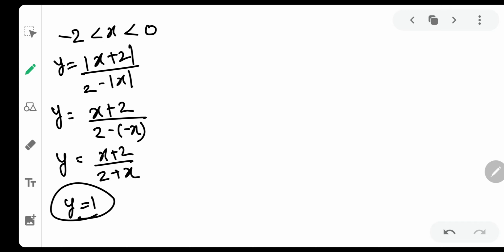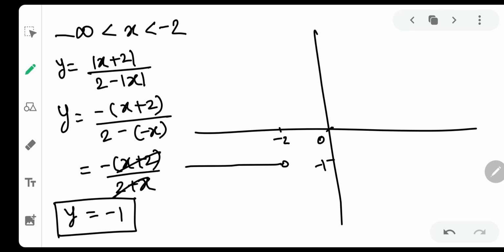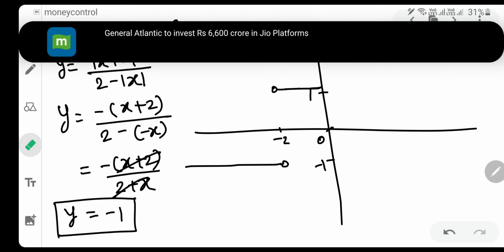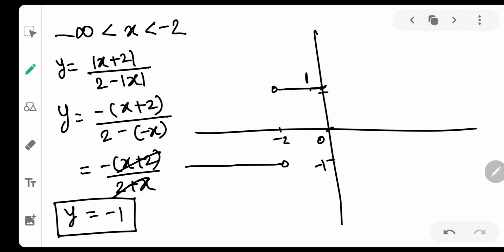y is equal to 1. It means for every value from minus 2 to 0 you can see that the value of y is 1. So from minus 2 to 0 the value of y is actually equal to 1. See how interesting is this? The value of y is 1. So see, minus infinity to 0 graph is very simply drawn by us, and that is only minus 1 from minus infinity to minus 2, and from minus 2 to 0 it is just 1.